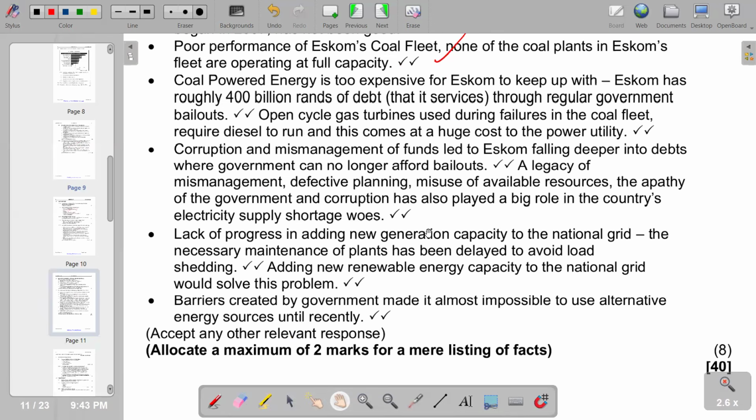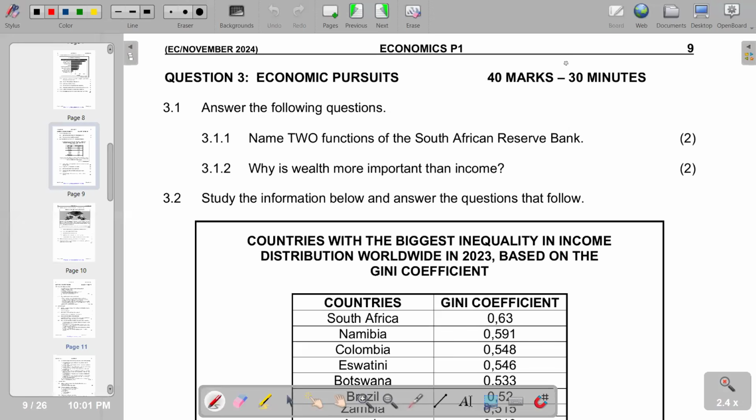So this marks the end of our question 2, and of course, we move on to the next question. Moving on to our question 3, which is on economic pursuits. Of course, with 40 marks, it requires us to spend on average 30 minutes.